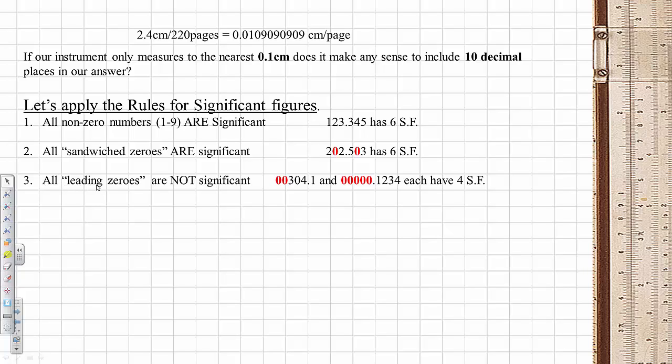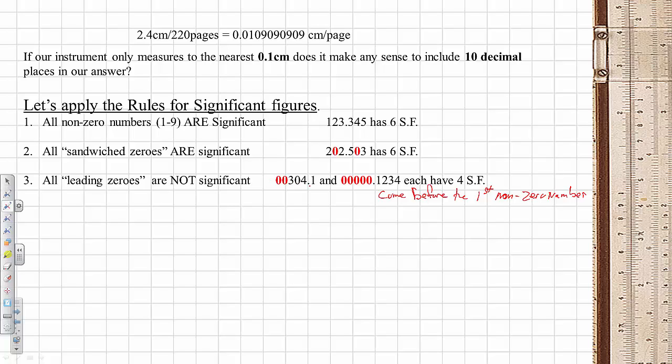Now we've got another kind of zero, leading zeros. Leading zeros come before the first non-zero number. I'll put it over here. We read left to right, so these come before the first non-zero number. This is the first non-zero number. So these guys, they're never significant.